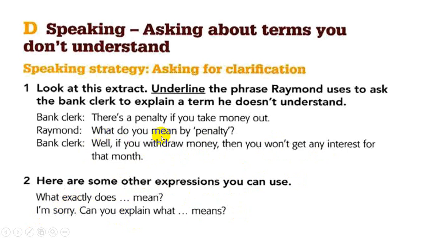Here are some other expressions that you can use, like "What do you mean by penalty?", or "What do you mean by" anything that you can't understand or you want to understand more. You can also use "What exactly does something mean?" Something can be anything that you are having a problem with. "I'm sorry, can you explain what something means?" And of course, you can use the word that you are wondering about instead of the word something. So these three expressions are to help you if you are lost for words, let us say.